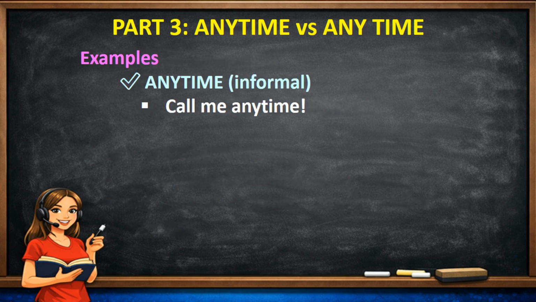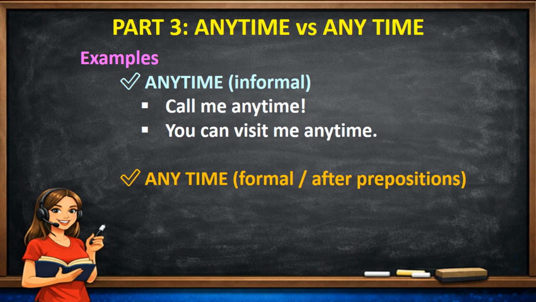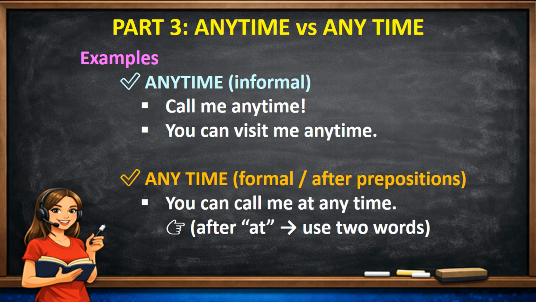See these examples. Anytime, one word as an informal use. Example, call me anytime. Another example, you can visit me anytime. Next, any time, two words. This is a formal use, which usually comes after prepositions. Example, you can call me at any time. See, any time comes after the preposition at. Another example, come by at any time.